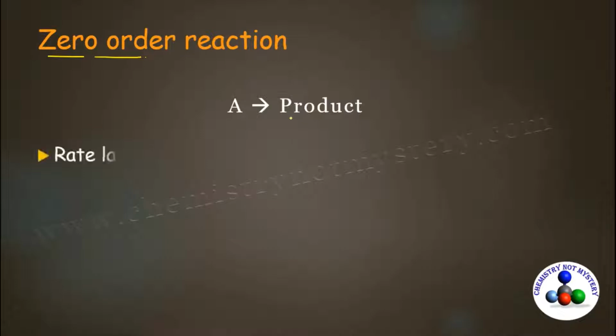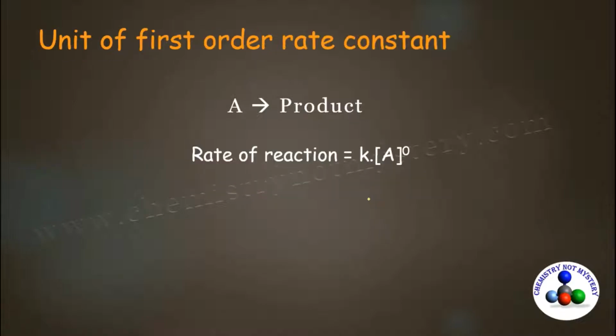So when you write the rate law for this reaction, you will get rate of reaction is equal to rate constant multiplied by the reactant concentration raised to the power 0. As the order is 0, so the power is also 0. Now let's find out the unit of rate constant for zero order reaction.